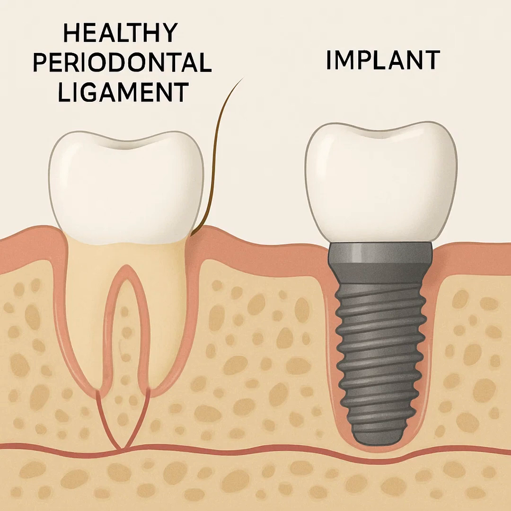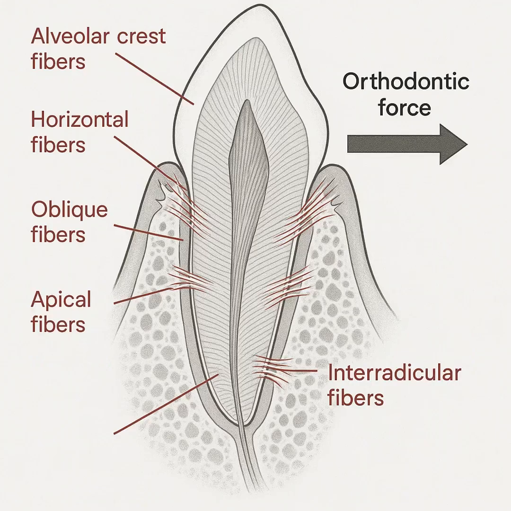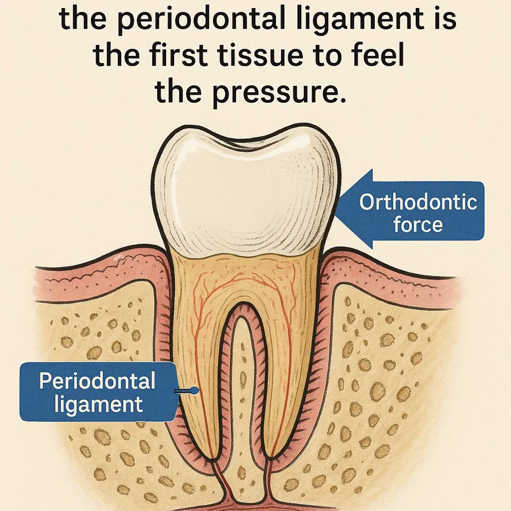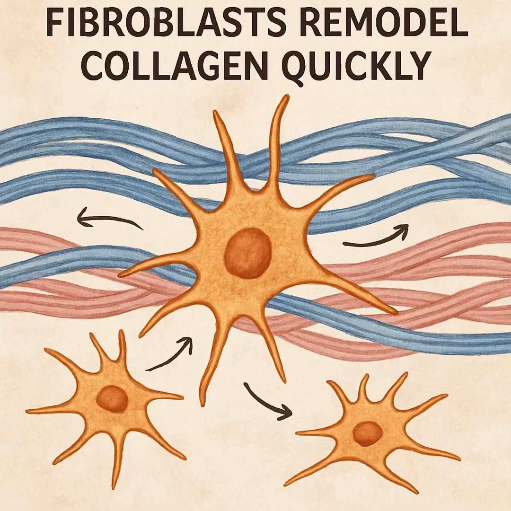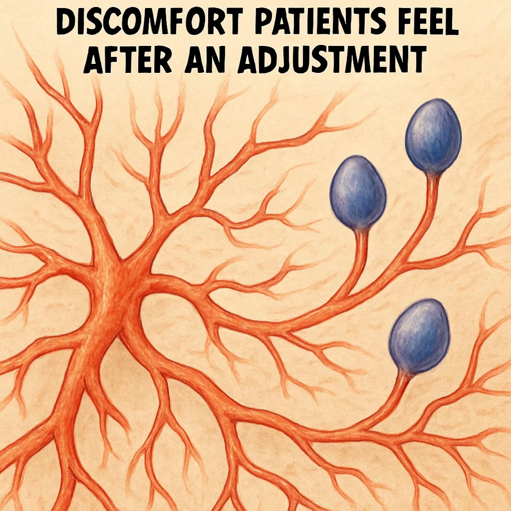lacks a PDL, cannot. The fibers of the PDL are organized into groups: alveolar crest fibers that resist extrusion, horizontal fibers that stabilize the tooth, oblique fibers that bear most of the occlusal load, apical fibers that resist luxation, and interradicular fibers in multi-rooted teeth. When we apply orthodontic force, the PDL is the first tissue to feel the pressure. Fibroblasts remodel collagen quickly. Blood vessels constrict on the pressure side and dilate on the tension side, and nerve endings contribute to the discomfort patients feel after an adjustment.